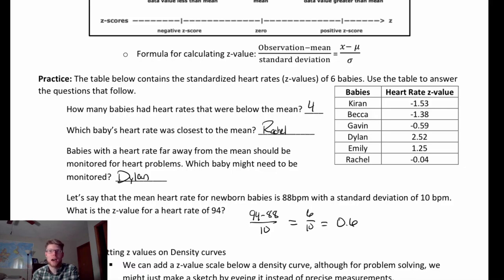If the heart rate was 98, that would be a z-value of 1. That would be exactly 1 standard deviation above the mean if the standard deviation is 10. And if the heart rate was, let's say, 73, that would be 1.5 standard deviations below the mean, because that would be 10 plus half of 10, which is 15, so that would be 1.5 standard deviations below the mean of 88.